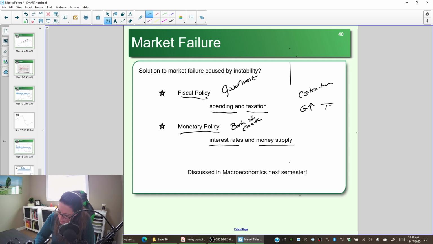The government could also lower taxes. That means you get to keep more of your own money, which means you will then spend it at the restaurant, going out to eat, you'll buy that TV. So government spending increasing, decreasing taxes. This is the way the government can prime the pump or stimulate the economy to get out of that contractionary period.